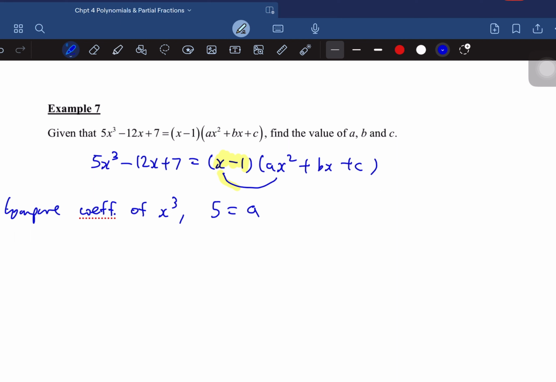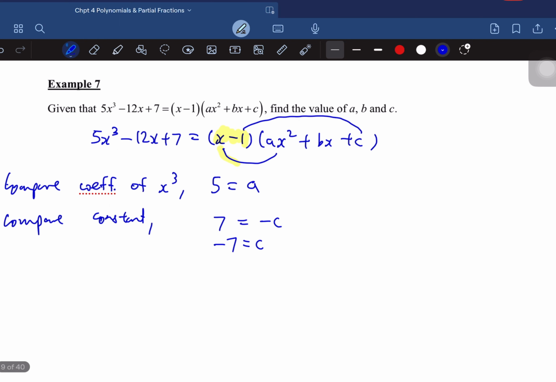You can jump. So for this, if you're fast enough, you may observe that the constant is only on the right side, only minus 1 times c, negative c. So we compare the constant. I'll have 7 equals to negative c. So c equals to negative 7.